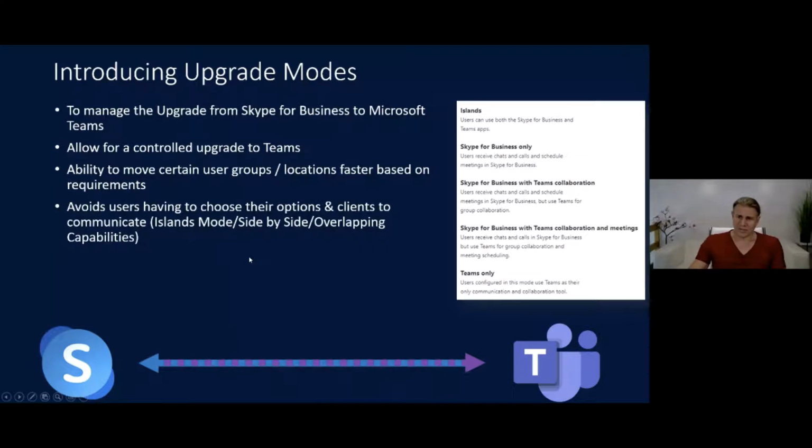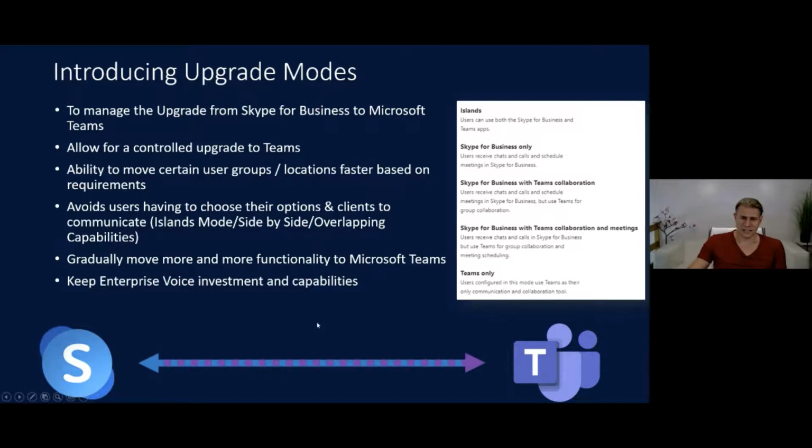Now, the important thing here is if you use the upgrade modes, users do not need to choose what client they use to communicate, because it will be visible. If they are in the proper mode, they know they only have one client where they can do chat, calling, and meetings. It won't be confusing because there's only one client that can do those capabilities. Now, it allows you to gradually move more and more users. Like, of course, if we're going to start with a pilot, you want to gradually move more and more users. But of course, you don't want to do that all at the same time.